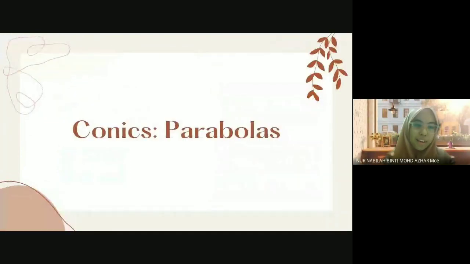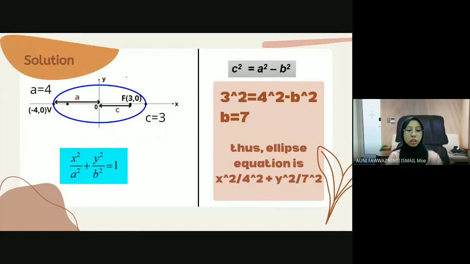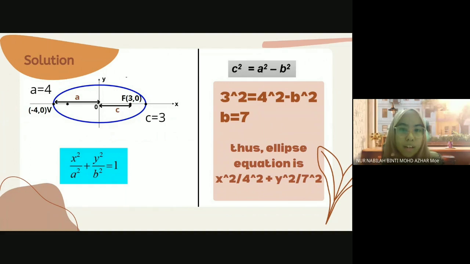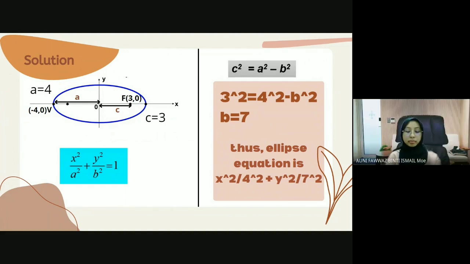Auni, may I know how to determine the value of c? To determine the value of c, because the question already gives us the coordinate of the focus, we already know that c is the distance from the center to the focus. So the value of c is 3. Okay, I understand. Thank you. You're welcome.